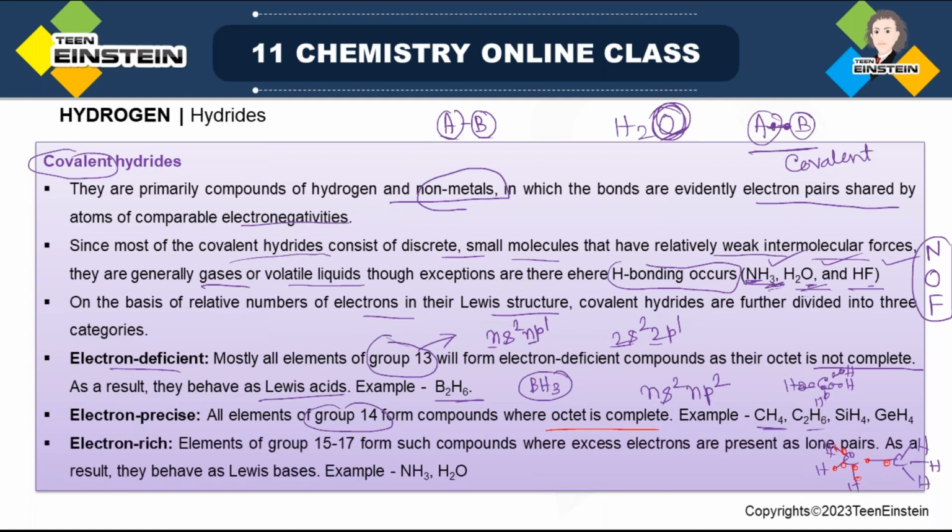And the last category, electron rich. Electron rich means there will be an excess of electrons, and obviously it is from group 15 up to 17. For group 15, the general electronic configuration is ns2 np3. Then for group 16, it is ns2 np4. And for group 17, it is ns2 np5.